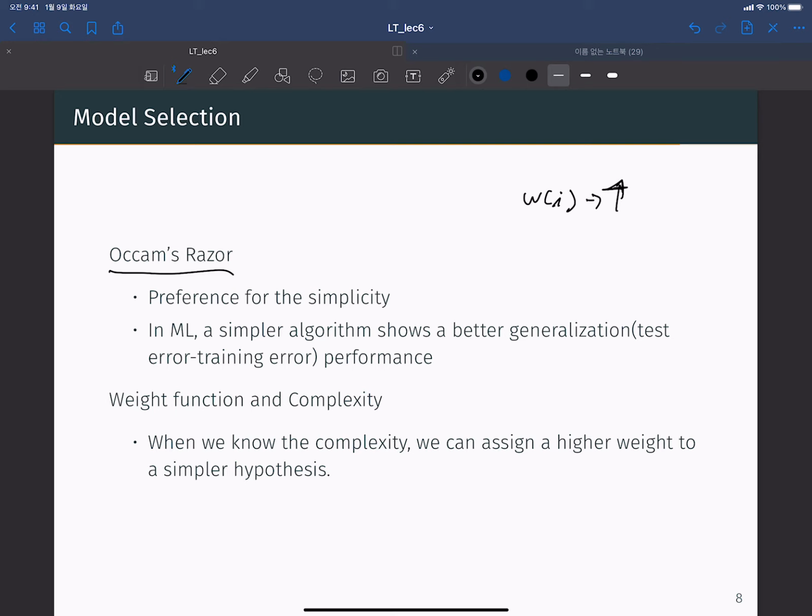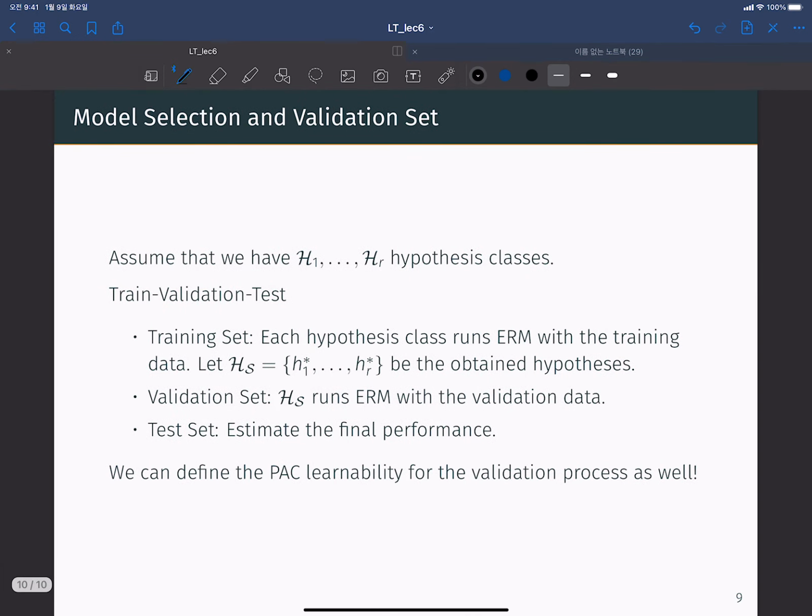So the weight function and complexity have some correlation. When we know the complexity, we can assign a higher weight to a simpler hypothesis so that we can consider such a trade-off. But we can think of model selection in another way.